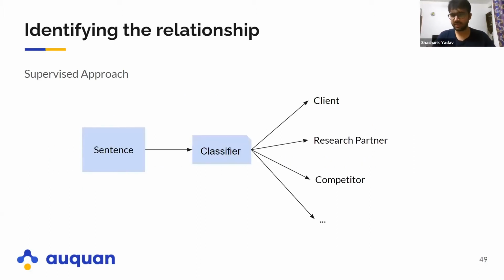So let me explain in detail. You'll have all the sentences. You'll have a classifier, any machine learning classifier. You can use the recent deep learning models like BERT, or the older models like TF-IDF. There's just so much there. And you can take those sentences, pass them to your classifier, and finally try to predict whether that company is a client, a research partner, a competitor, or whatever.